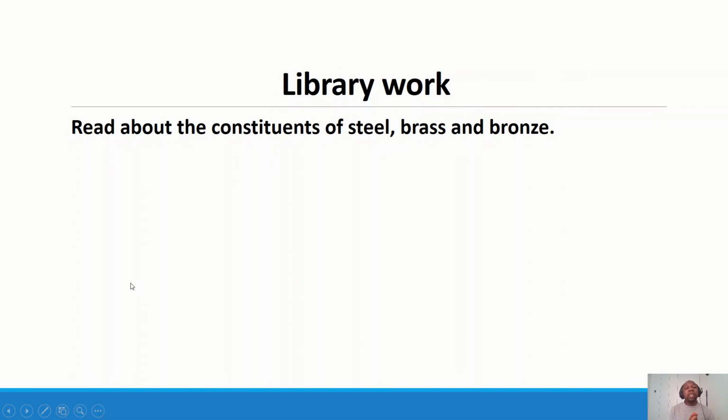For library, please read about the constituents of steel, brass, and bronze. What are they made of?